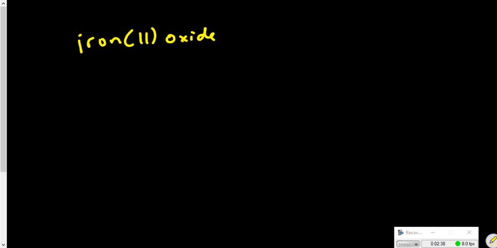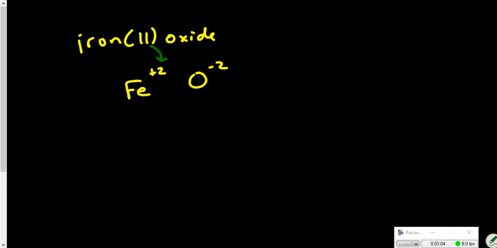And technically, Roman numerals are letters. This is still a metal, non-metal, so we still use ionic rules. So iron, symbol is Fe. Oxide is from oxygen, symbol is O. The charge on iron is +2. The charge on oxygen is -2. How did I know the charge on iron was +2? Because we used Roman numeral II, and the Roman numeral is the charge that it took.